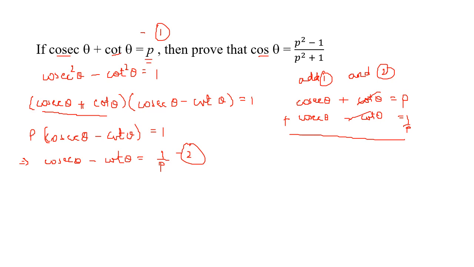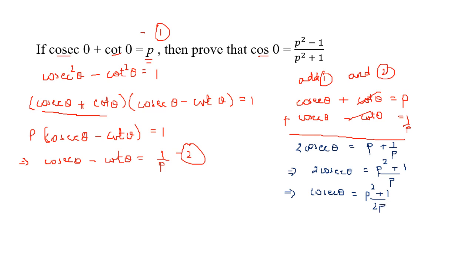we have 2 cosec theta equal to p plus 1 upon p. So we have 2 cosec theta equal to p square plus 1 upon p, or we have cosec theta equal to p square plus 1 upon 2p. This I did in the previous sum, remember, of tan and sec.